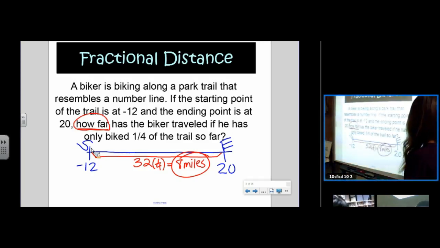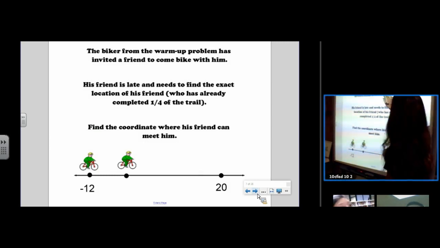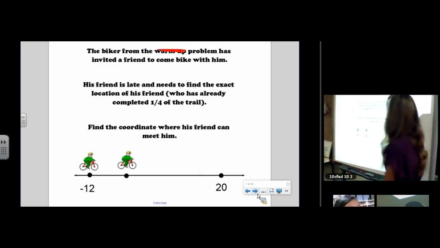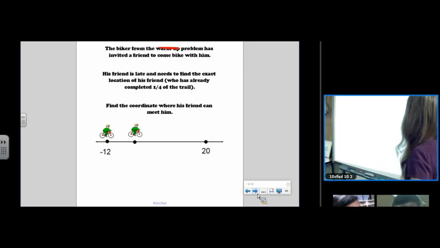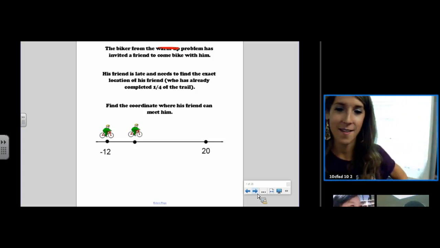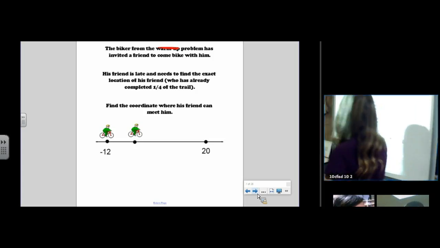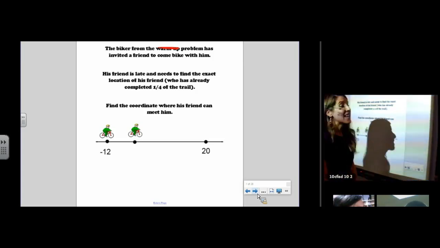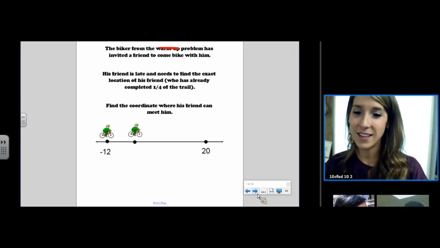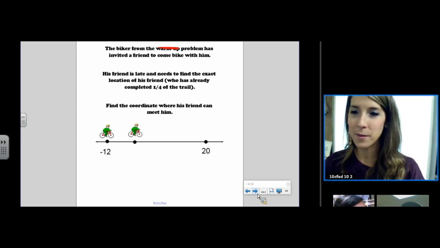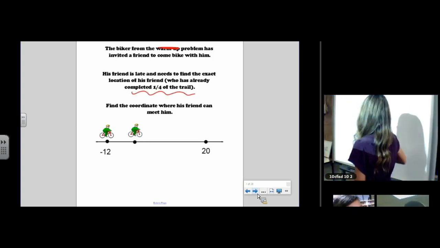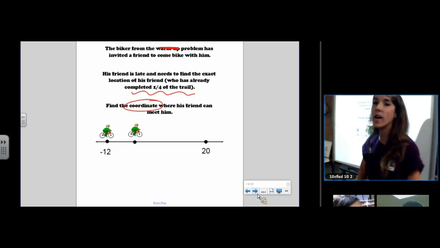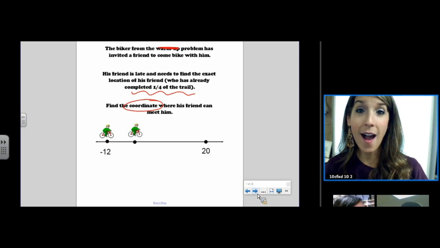Okay, now we're going to add something onto it. It wasn't really a warm-up, but okay. So the biker from the previous problem, let's name him. What do you want to name him? Joe Bob. Okay. So Joe Bob has invited a friend to come with him. Joe Bob has a friend named Freddie. His friend is late. He forgot his water bottle. He needs to find exactly where Joe Bob is. And remember, Joe Bob has already completed 1/4 of the trail. What coordinate is Joe Bob at right now when Freddie arrives?